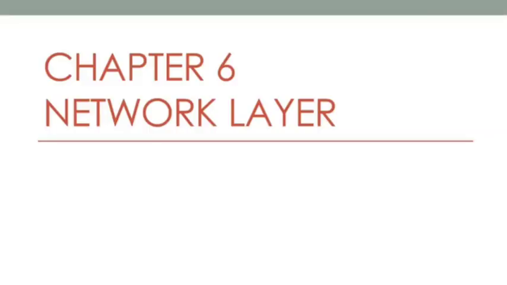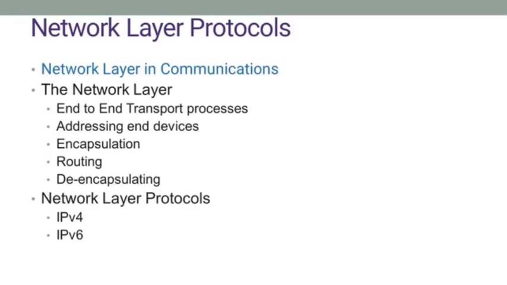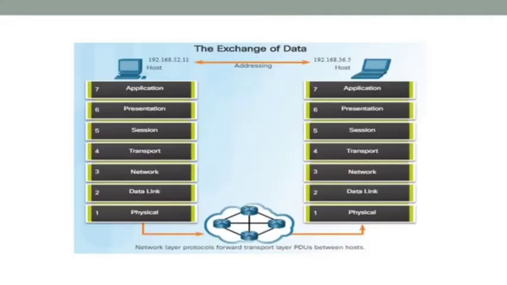Okay, chapter 6. Chapter 6, network layer. What do you think on what network layer? Network layer protocols. Network layer in communication. The network layer: end-to-end transport process, addressing and device encapsulation, routing, decapsulation, network layer protocols IPv4 and IPv6.